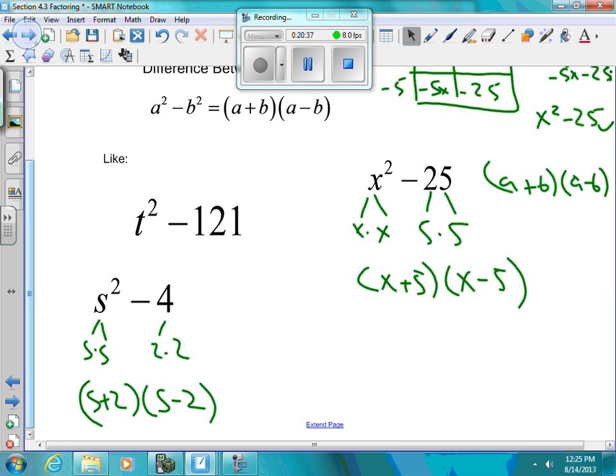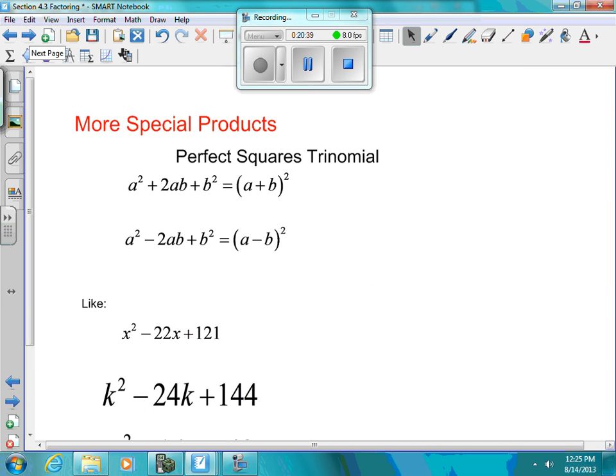Last but not least on the special patterns is perfect square trinomials. Perfect square trinomials are ones that can be factored into one binomial that's repeated, I guess. A plus B times A plus B, or A plus B squared, or A minus B times A minus B, or A minus B squared. So these are what the perfect square trinomial patterns would look like. You have a perfect square A squared, B squared, those would be perfect squares on the first and last terms, and then the middle would be 2AB.